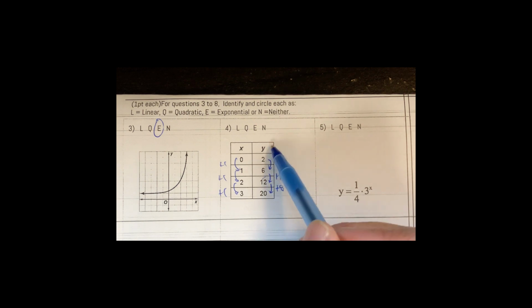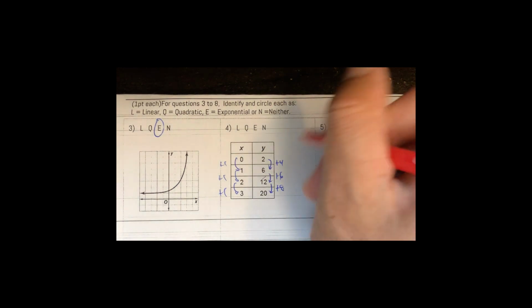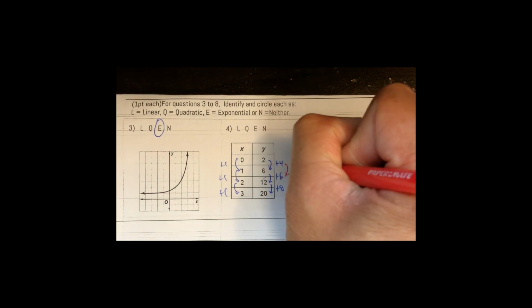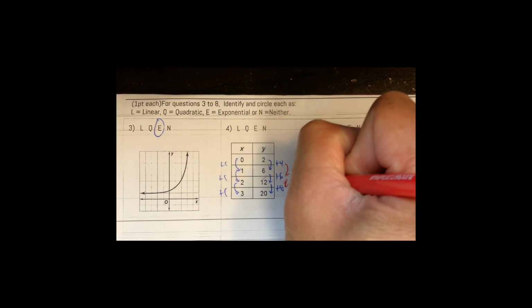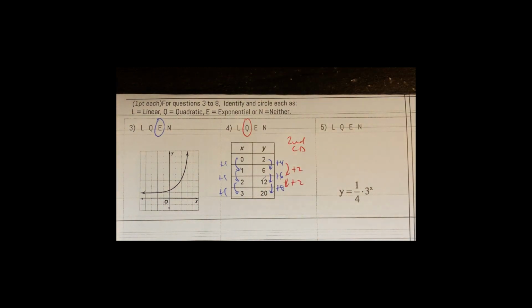We don't have a first common difference. If this was the same number, that would be a first common difference. That would be linear. We don't have the same number there, so I'm going to keep going. Add 2, and then add 2. So I have a second common difference. Therefore, the answer is quadratic.